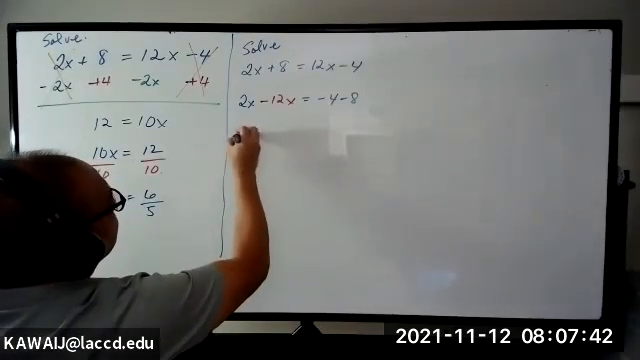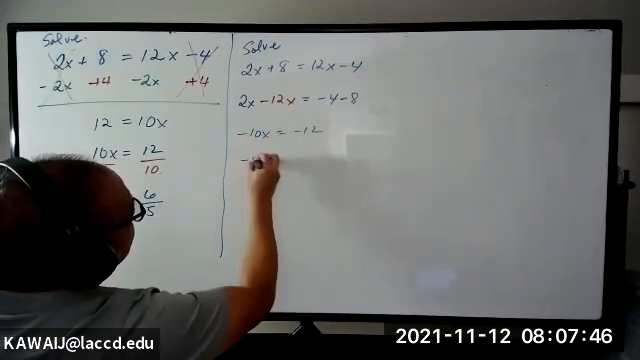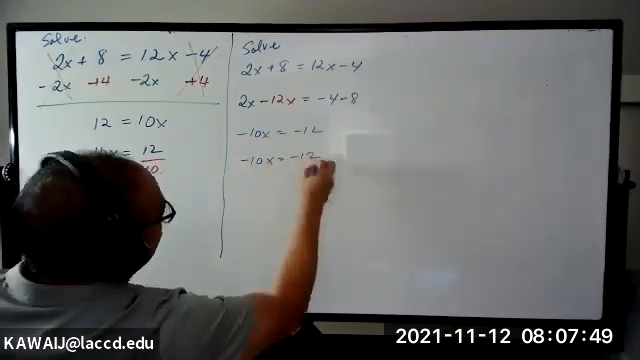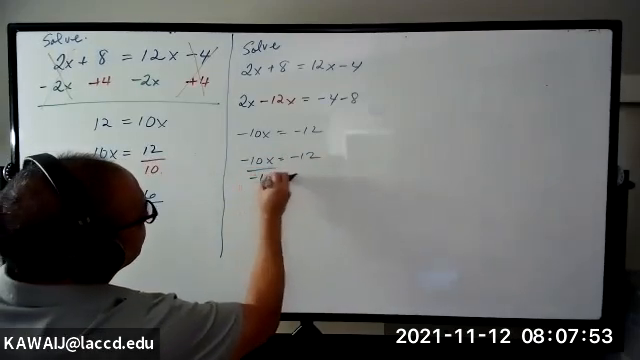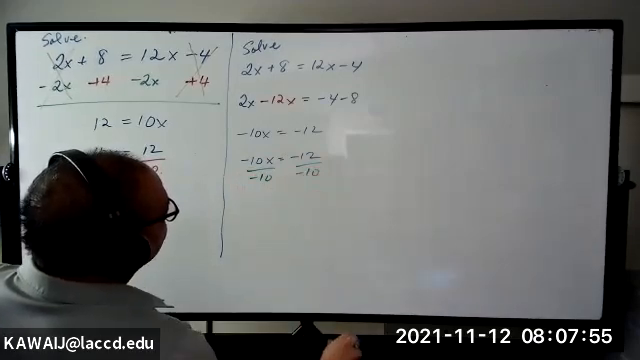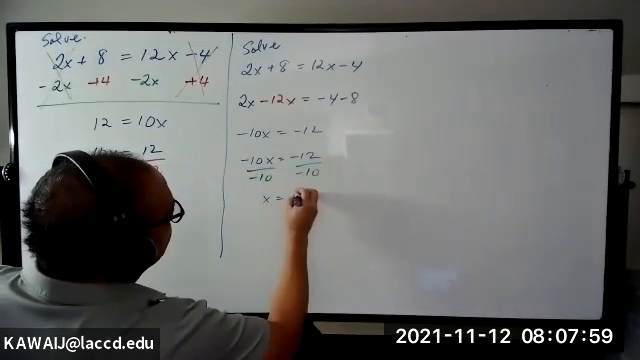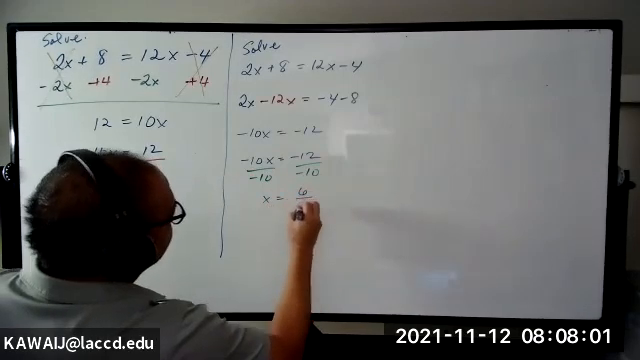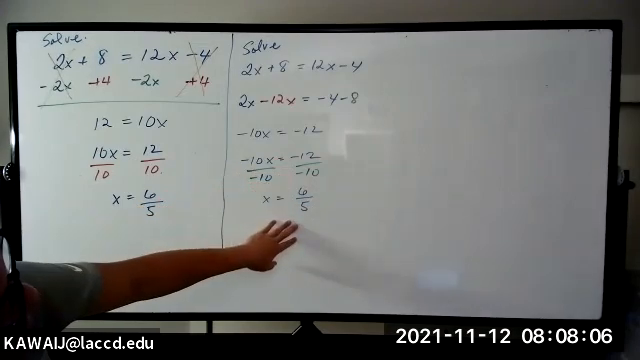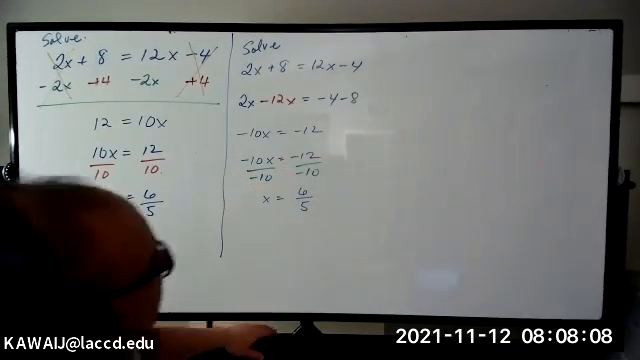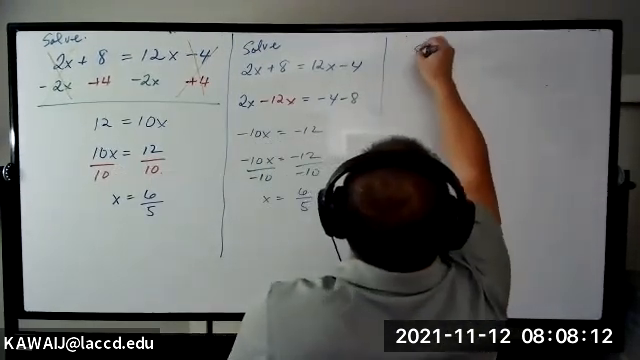You'll get minus 10x is equal to minus 12. And then you'll divide both sides by minus 10. And then you'll get x is equal to 6/5. So remember that negative divided by negative is a positive number. Okay, so let me give you time to copy that, and then I'm going to give you a problem to try.